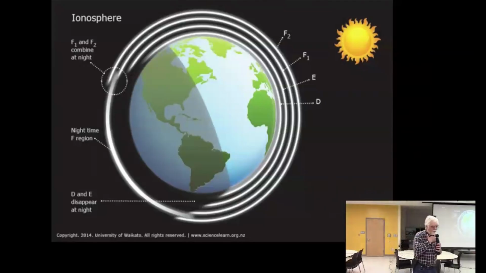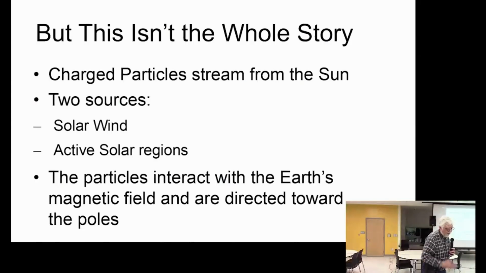So that's an important thing. Also, the F layer, which in the daytime splits into the F1 and F2 layers, at night they combine into a single F layer. So you don't have the two F layers causing refraction. But this isn't the whole story.